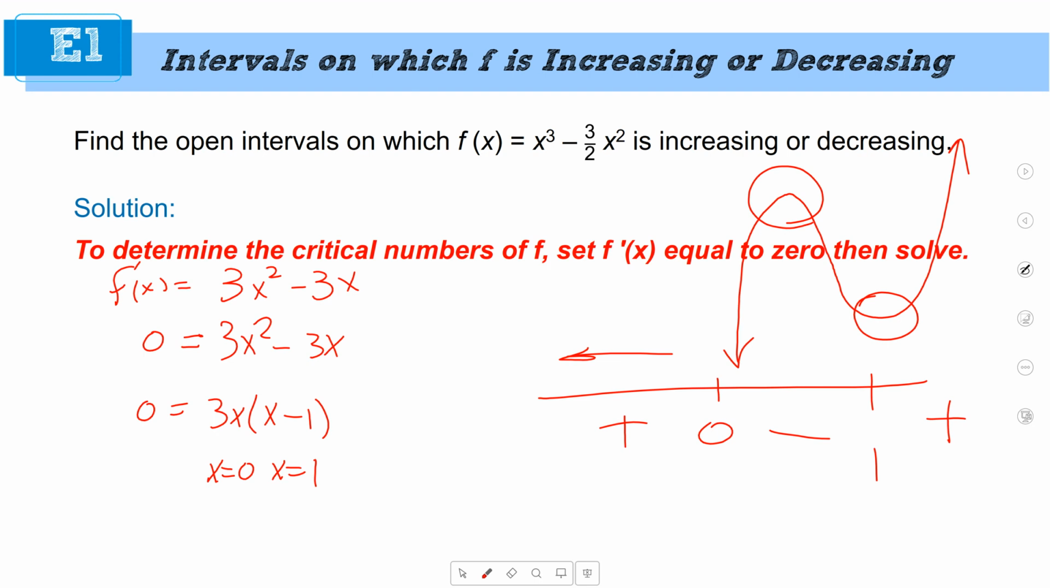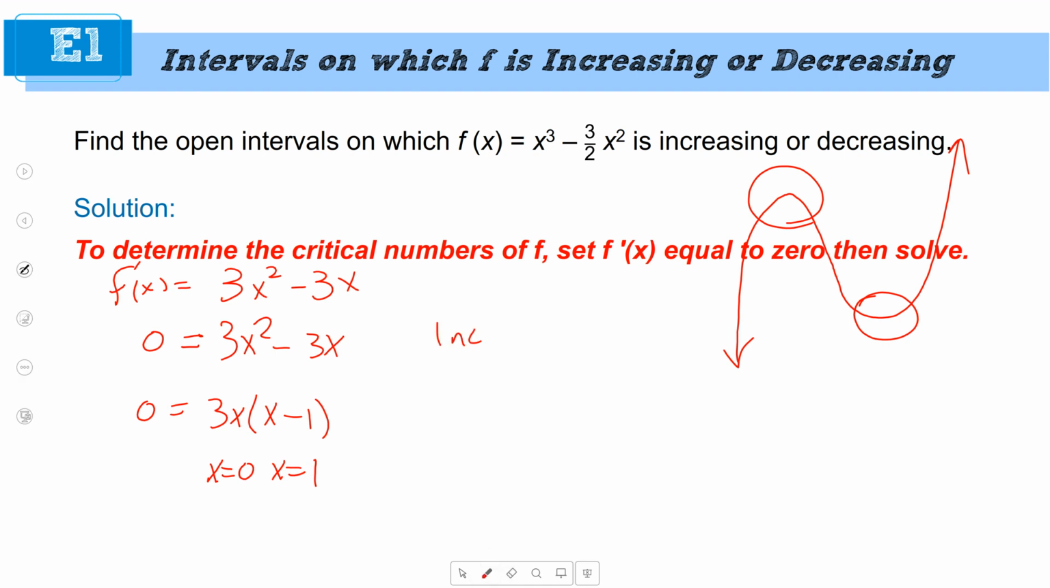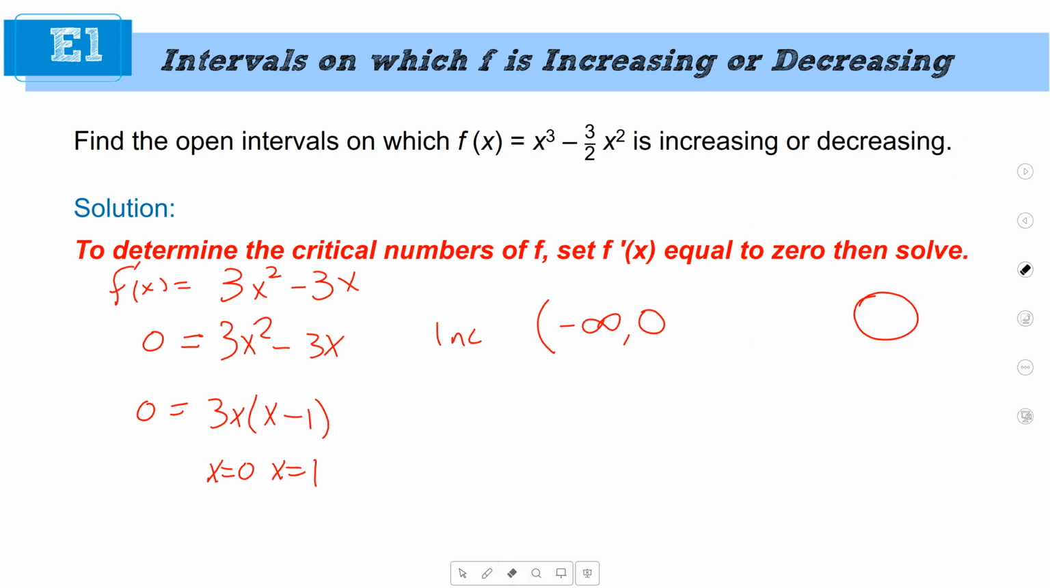Okay? Now, how do you answer the question? Where is it increasing and decreasing? You would use interval notation. Okay, let me clean this mess up. So the function was increasing when going from -infinity to, I forgot already, 0. For the negative infinity, parentheses or bracket? Always parentheses on infinity. What about 0?